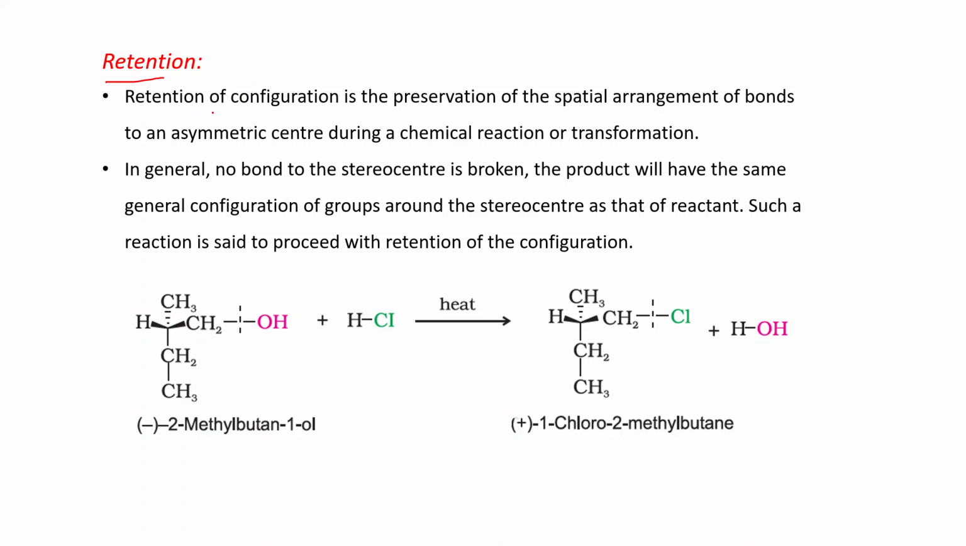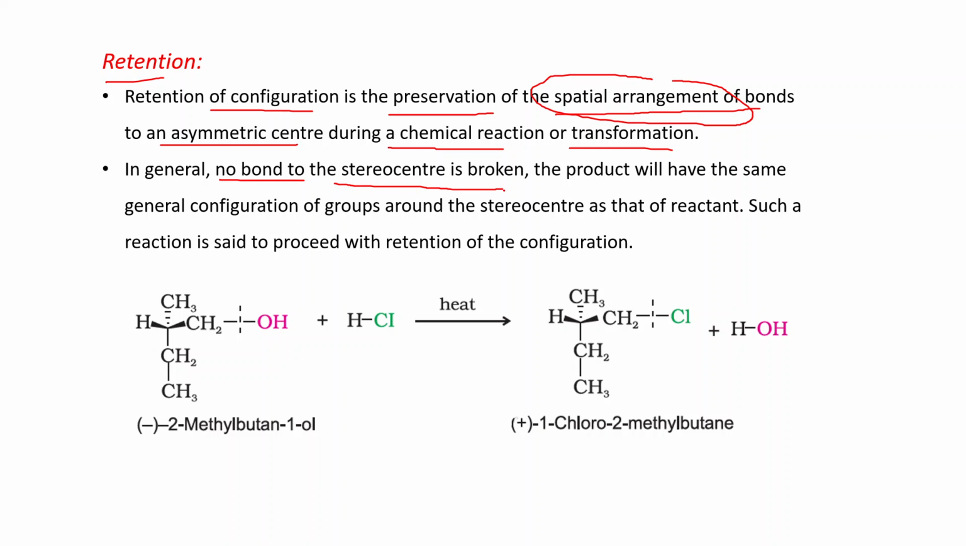Retention. Retention of configuration is the preservation of spatial arrangement of bonds to an asymmetric center during a chemical reaction or transformation. If there is no change in the spatial arrangement of bonds, then that is called retention of configuration. In general, no bond to the stereo center is broken. The product will have the same general configuration of groups around the stereo center as that of the reactant. Such a reaction is said to proceed with the retention of the configuration.